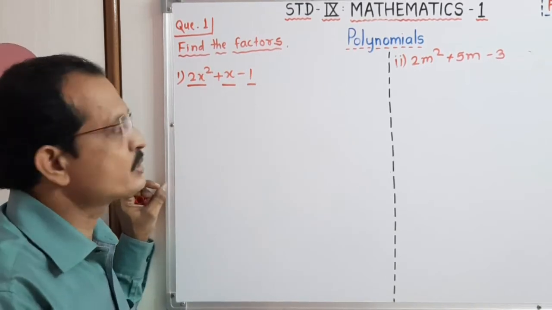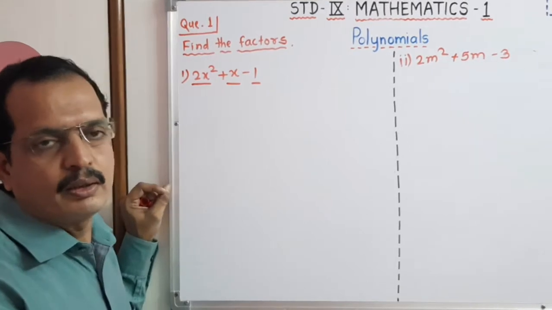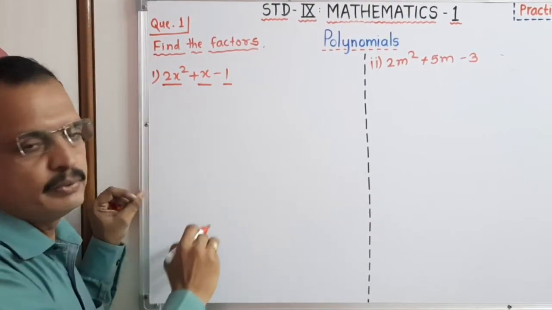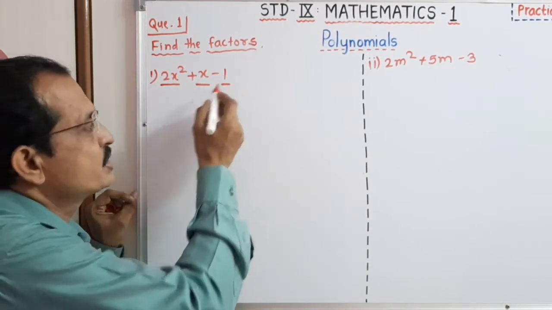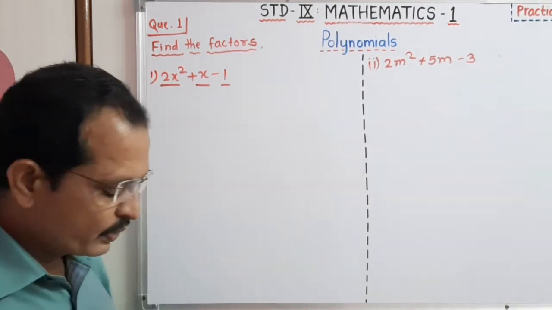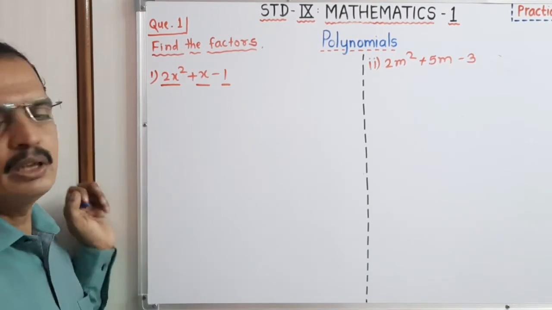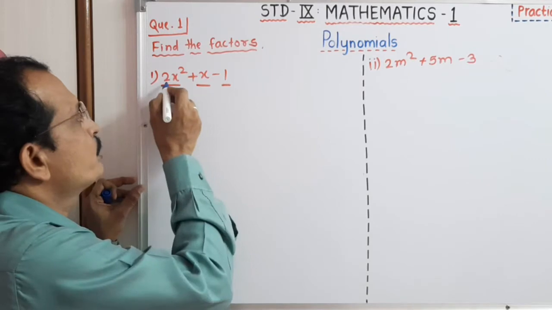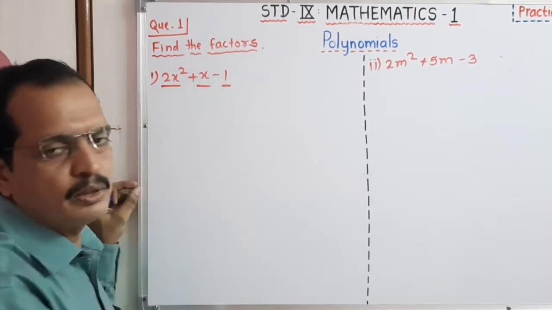Now in this case what do we have to do? See, this is the quadratic term. The term which has index 2 is known as the quadratic term. Index 1 we call the middle term and this is called the constant. To factorize this, what do we have to do? Dear students, first of all we have to see the coefficient of the quadratic term. Coefficient of the quadratic term is 2 and the constant term is 1.